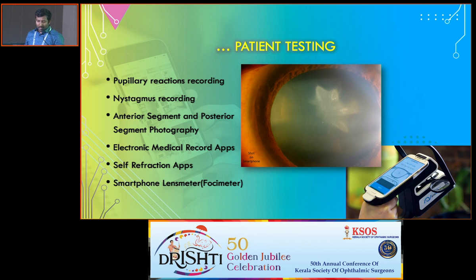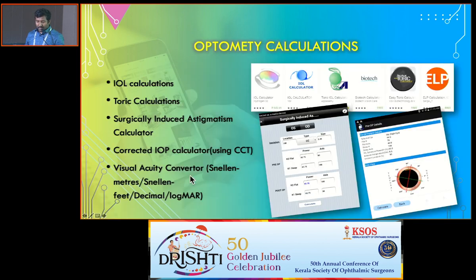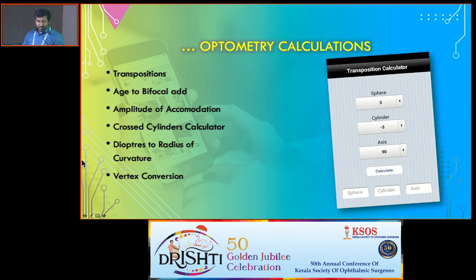You can also record many things by using the smartphone camera itself. Smartphone refraction is there by iNetra, which is an MIT Media Labs startup by an Indian. This is eye handbook. Eye handbook also has optokinetic nystagmus drum, pediatric fixation targets, which are very useful. So many calculators: IOL calculators, toric IOL calculators, surgically induced astigmatism calculator, visual acuity converter, so Snellen feet to Snellen meters, logMAR, and so on. And of course transpositions. I use transpositions also on the app.